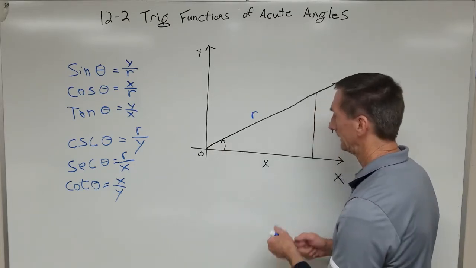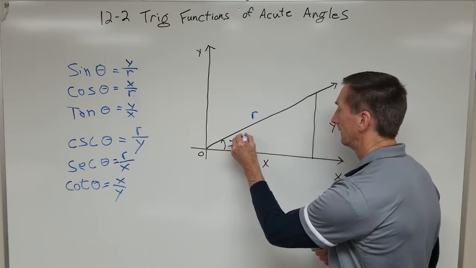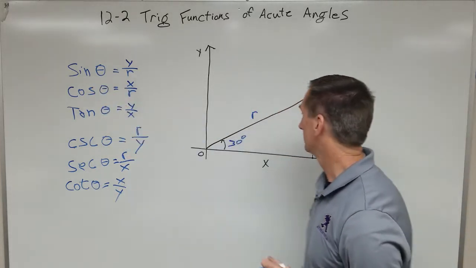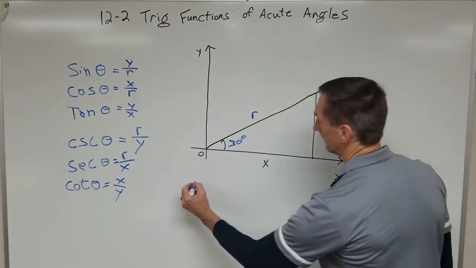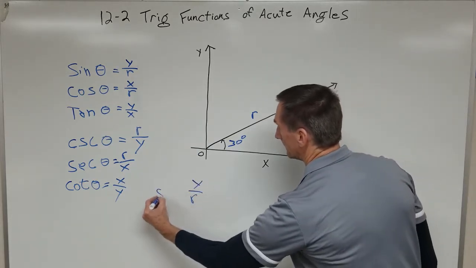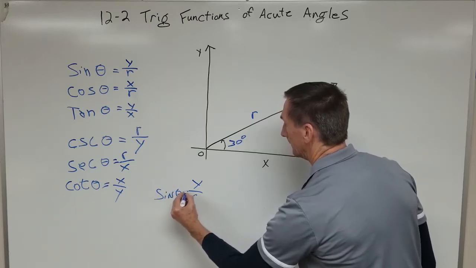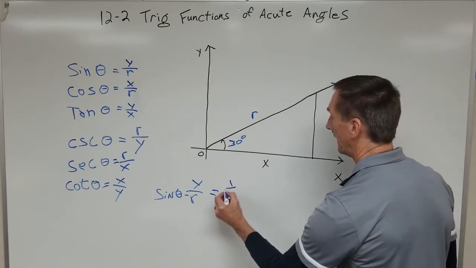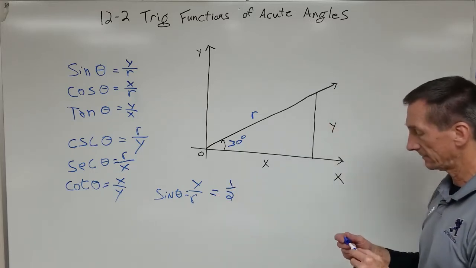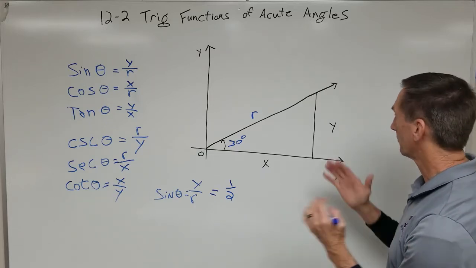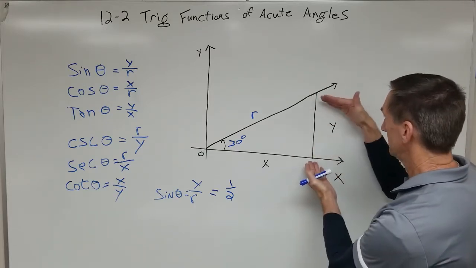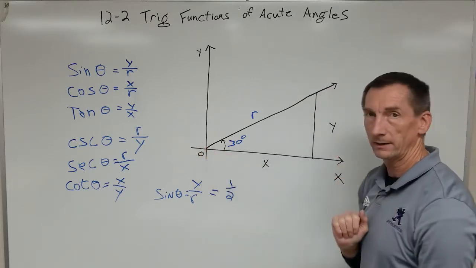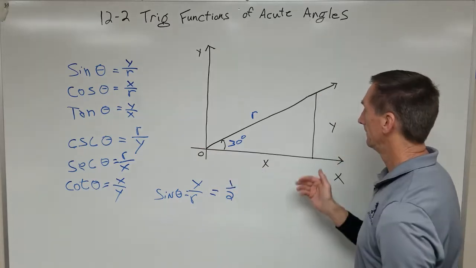Suppose theta is 30 degrees. We need to know the sine, which is y over r. Sine theta, y over r, is going to yield a value of 1/2. What does that mean? That means that the ratio of this distance here is 1/2 of the radius, or the hypotenuse. It's 1/2 that length.